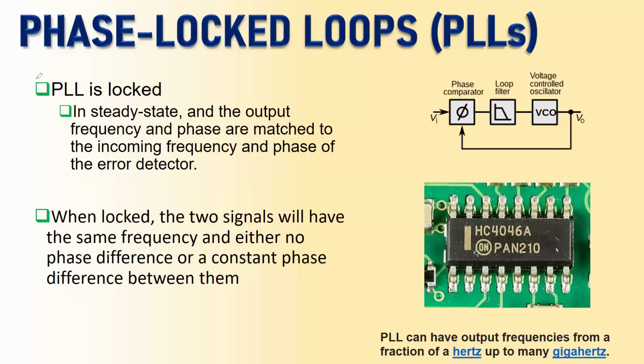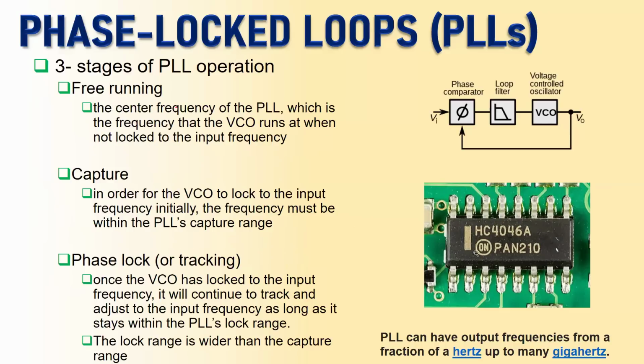So let us move to the next slide where we are going to see three stages of the PLL operation. When the PLL is designed like this and using this hardware, initially before the lock, we turn on the power supply and we say that the circuit or the system is in the free running condition. It means the center frequency of the PLL, which is decided by this voltage control oscillator, which is also a local oscillator, the frequency of this VCO will run when not locked to the input frequency.